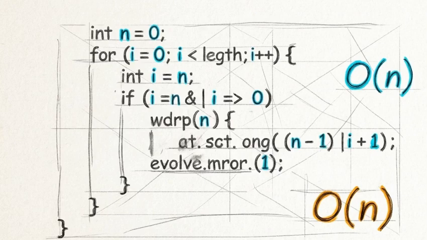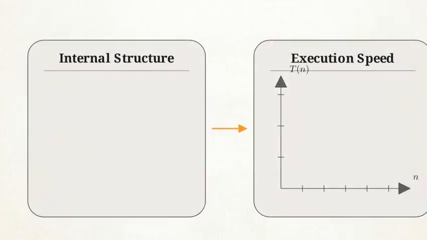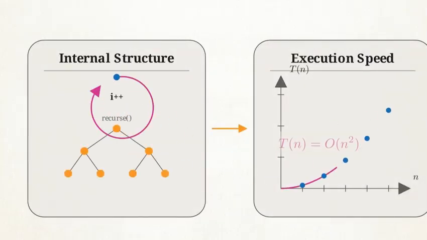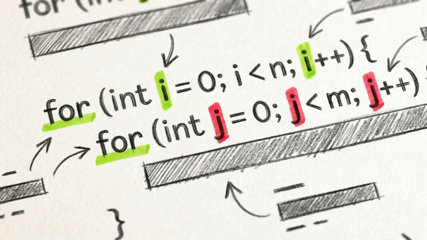Every algorithm produces a performance profile dictated by its internal logic. This execution speed is a mathematical derivation based on how loops and recursive calls handle data. Take bubble sort. It uses two nested loops to push the largest elements to the end of a list.